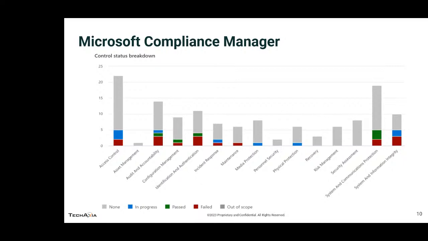So on the screen, you can see the different CMMC control families and which ones you have implemented. Everything from access control to asset management, all the way to system and information integrity. This way, with a quick snapshot, you can see what controls are in progress, which ones you've passed, which ones you've failed, which ones are out of scope, so on one screenshot.